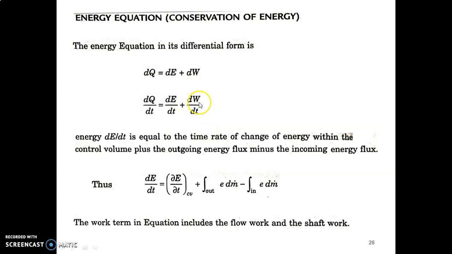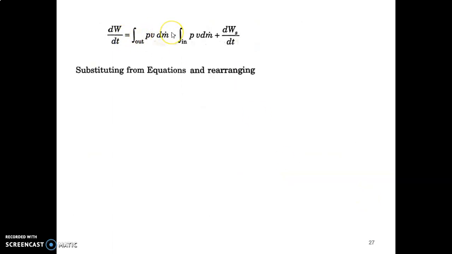Now we are considering the control volume approach to this work term also, by considering our flow work and shaft work. We can change dW by dt like this. In dW by dt, the first two components will give the flow work. So outflow minus inflow will give the flow work term.